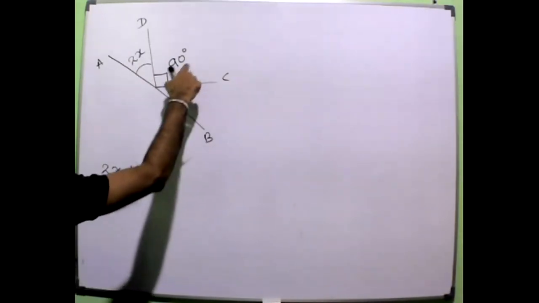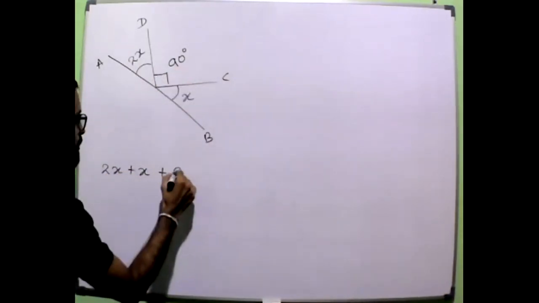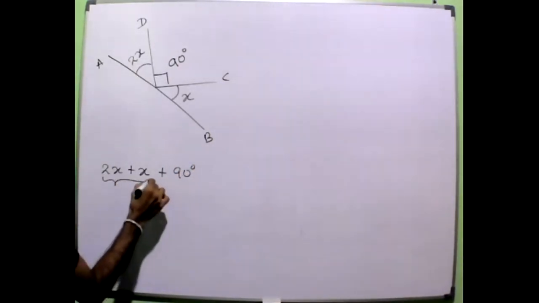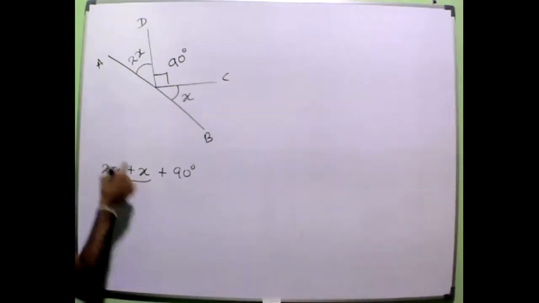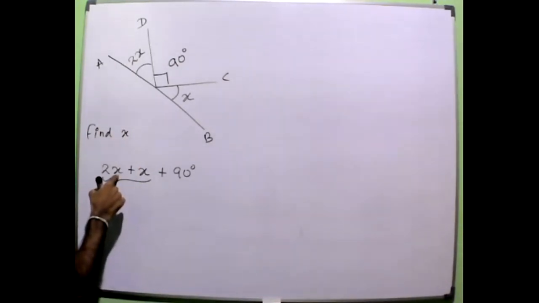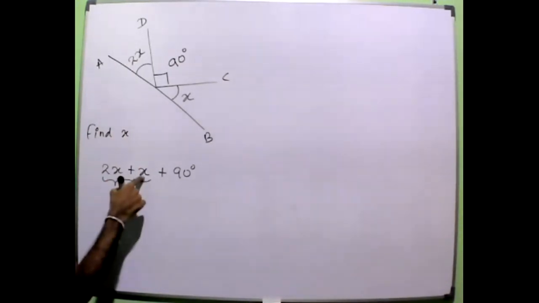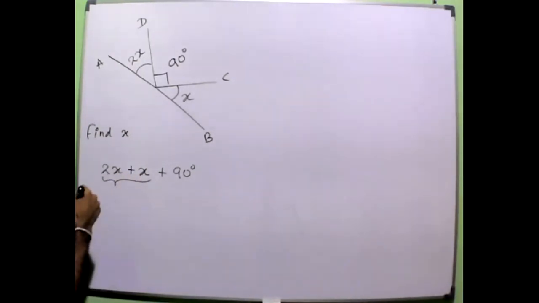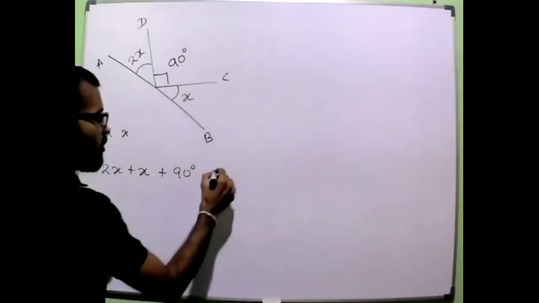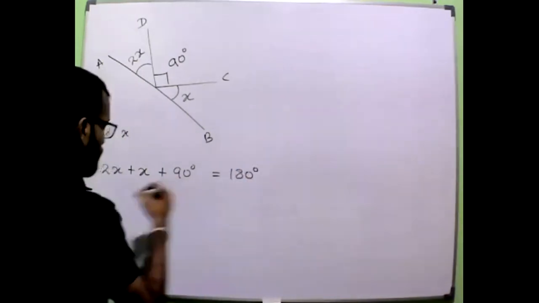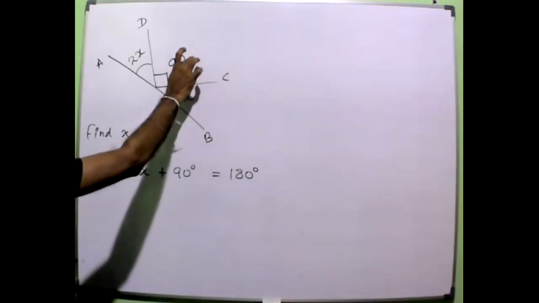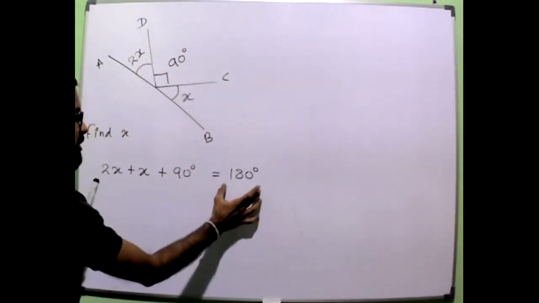Now I am going to do the third angle. This is my third angle, 90 degrees. I told you to write down what you have to find first. You have to find x, so I have written down the x terms first. Now this is equal to 180 degrees. 2x plus x plus 90 equals 180 degrees.